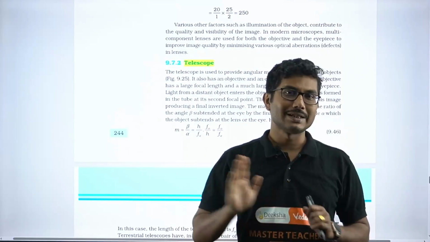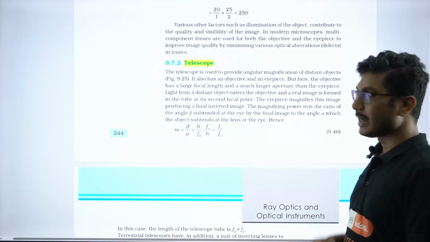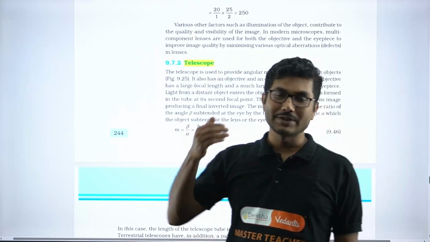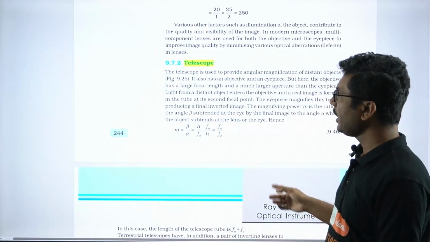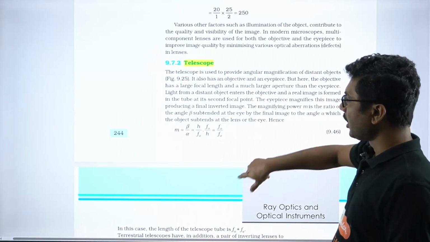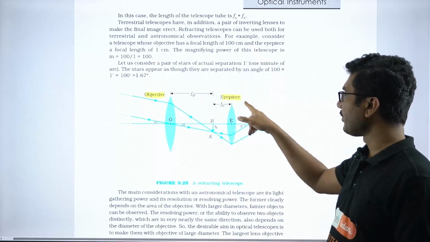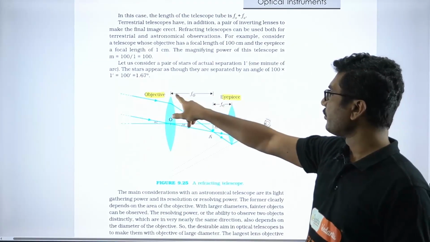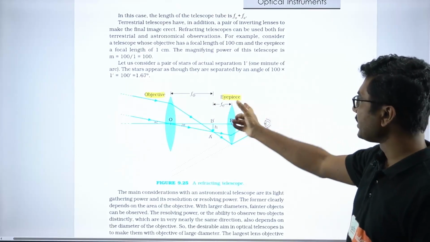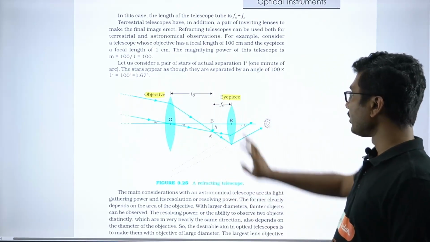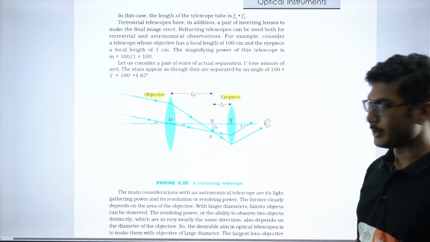Okay, so this is the basic difference between a microscope and a telescope. Micro comes from the term meaning small. Tele means far. So a telescope is used to see distant objects. As you can see here, we also have an objective and an eyepiece. This is the focal length of the objective, this is the focal length of the eyepiece, and the total length of the telescope is basically the sum of the focal length of the objective and the focal length of the eyepiece.